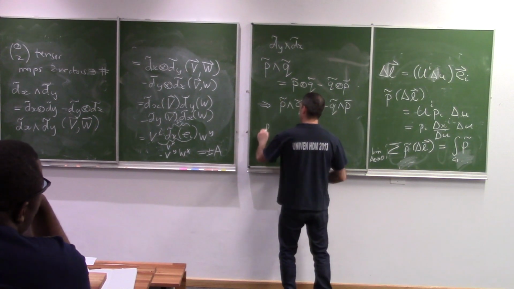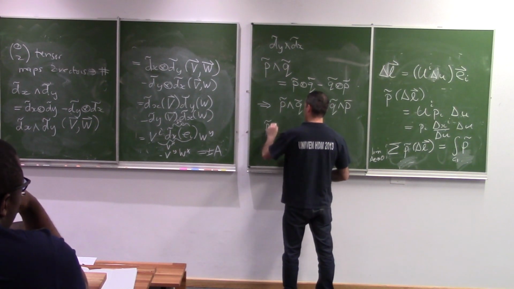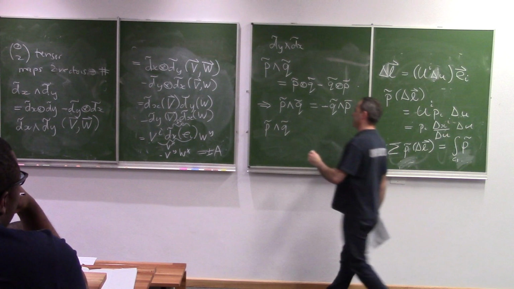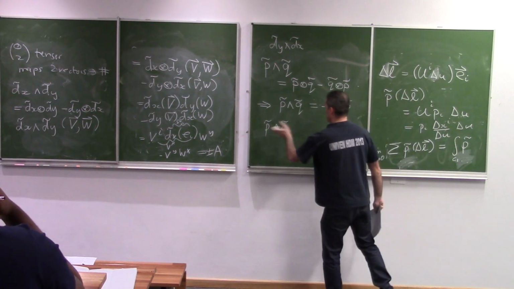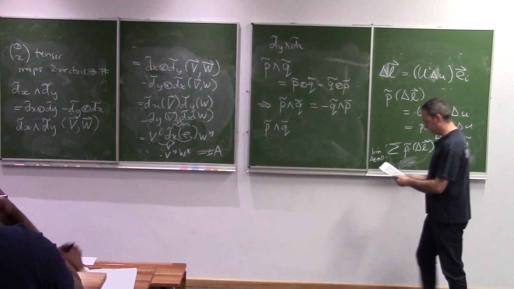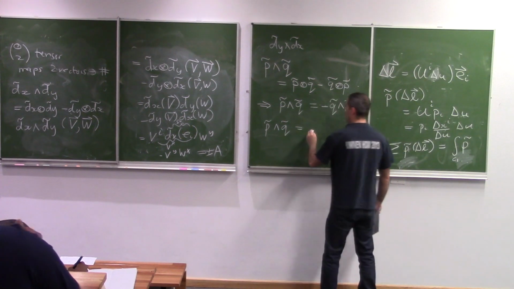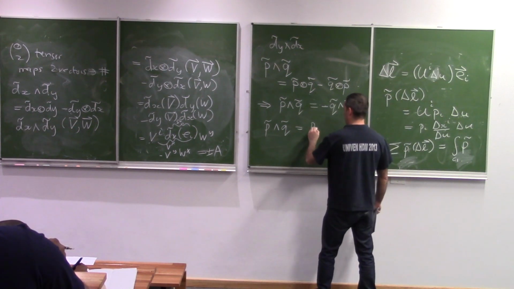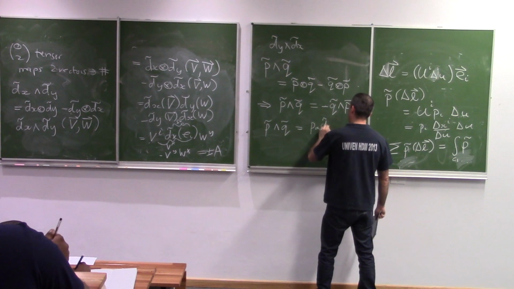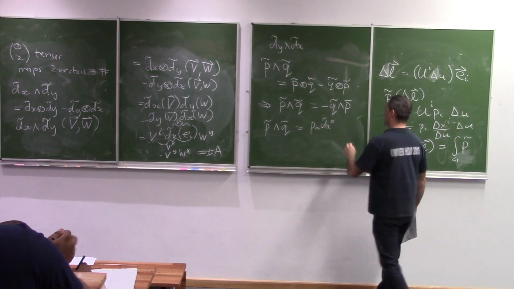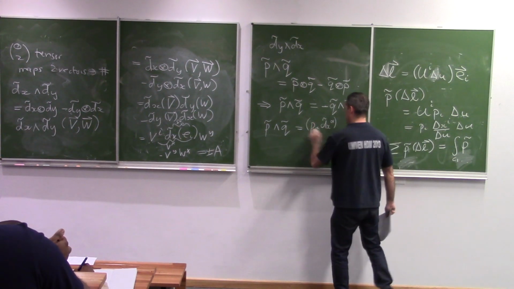And let's see what the components of this object are. I can write P wedge Q, and I can write these one forms in terms of my basis one forms. So that's going to be equal to P_alpha dx^alpha. For some reason in my notes I've suddenly gone to space-time.